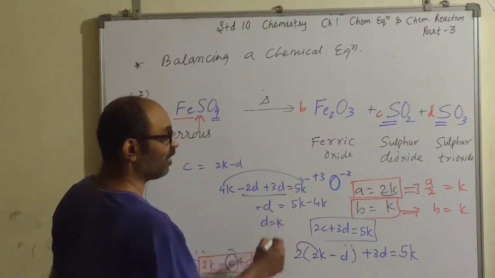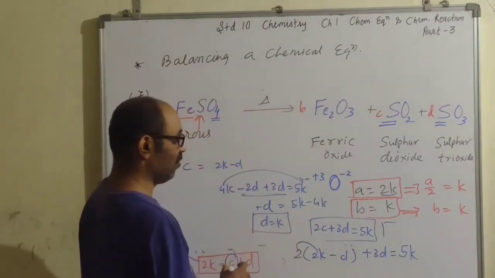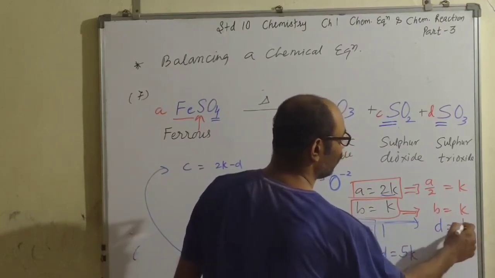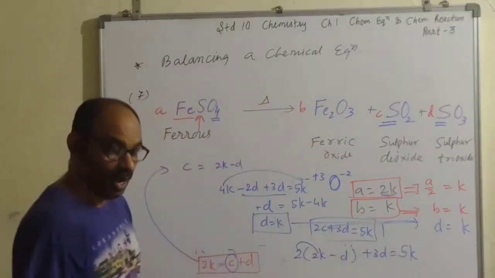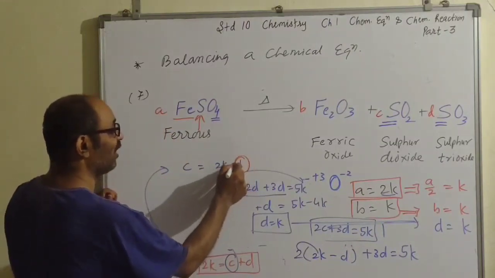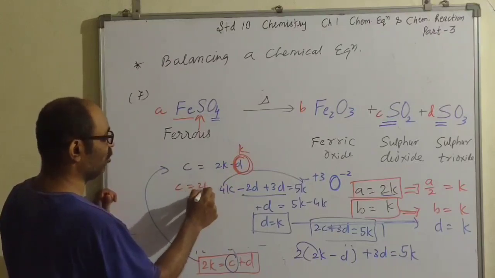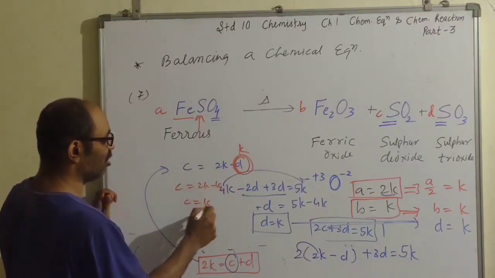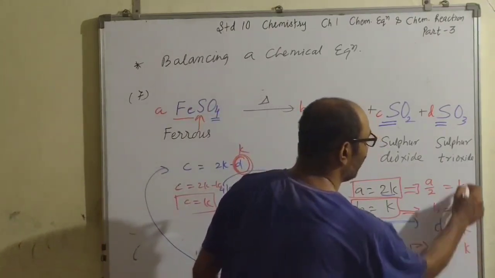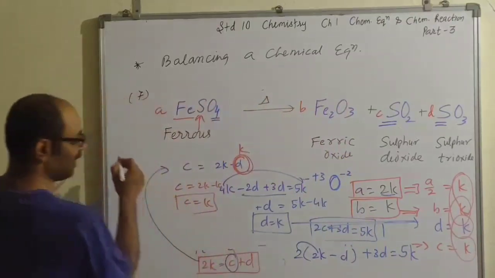So D is equal to K. So what you got in the box? Okay, we'll put it in the box. D is equal to K, which implies D upon 1 is K. Now you got the value of D. What is D? K. So put. So C is equal to 2K minus K. So C is also K. So now you got C is also equal to K. Now see right hand side K, K, K, K. So what you can say?